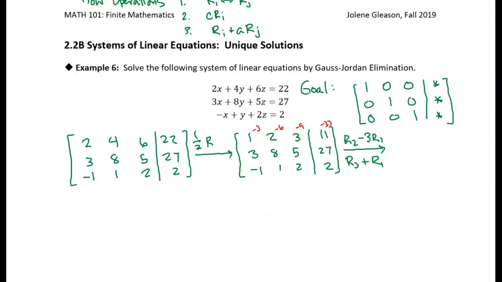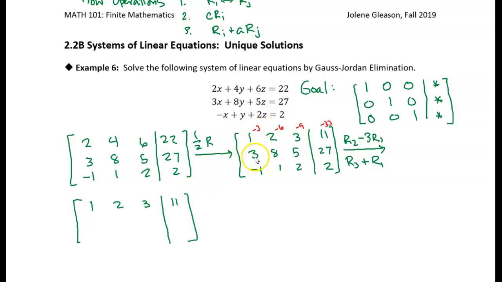So that when I replace row 2, I am adding the right multiple of row 1. I'm not going to change row 1. So that's just going to stay 1, 2, 3, and 11. And now I'm just going to take row 2 and add -3 times row 1.